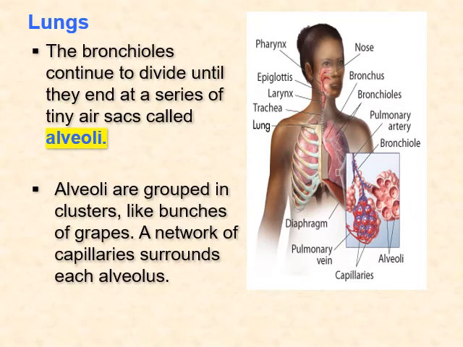The bronchioles continue to divide until they end at a series of tiny air sacs called the alveoli. Alveoli are grouped in clusters like bunches of grapes. A network of capillaries surrounds each alveolus.